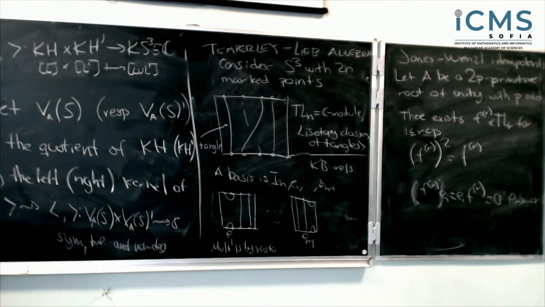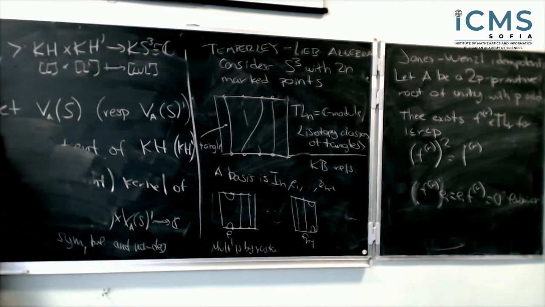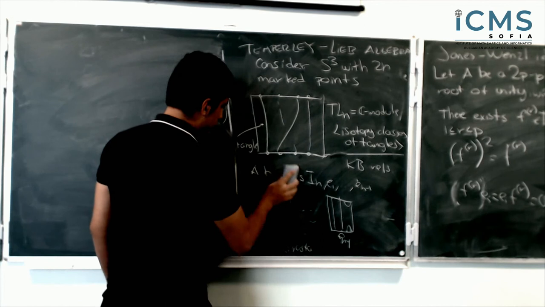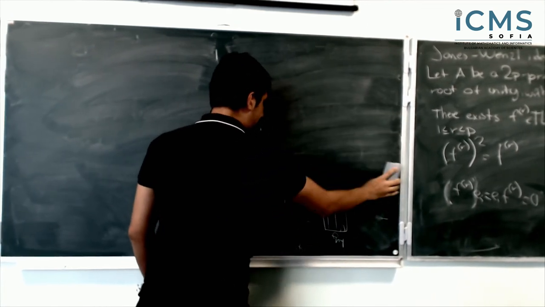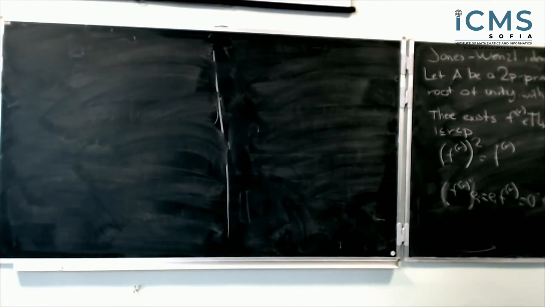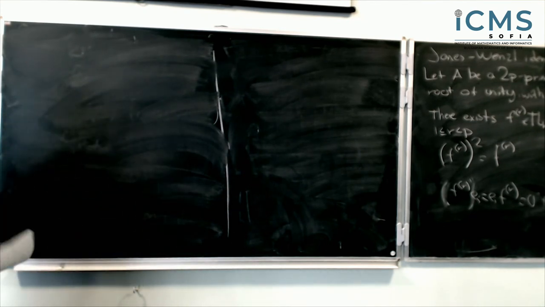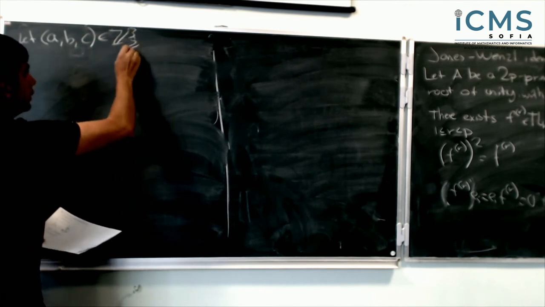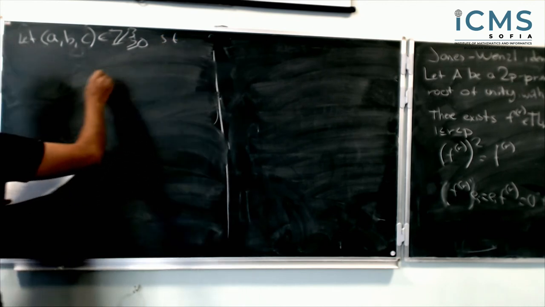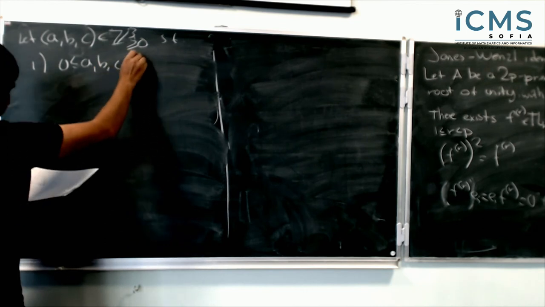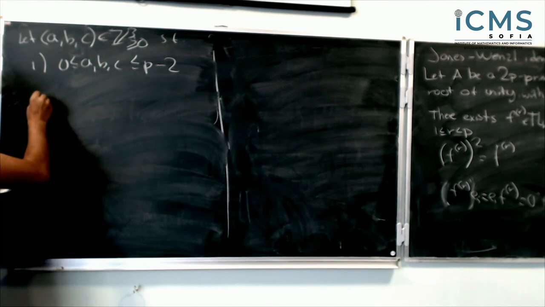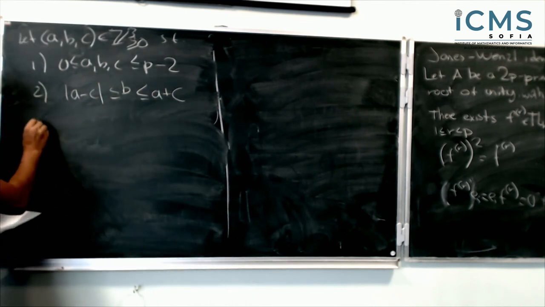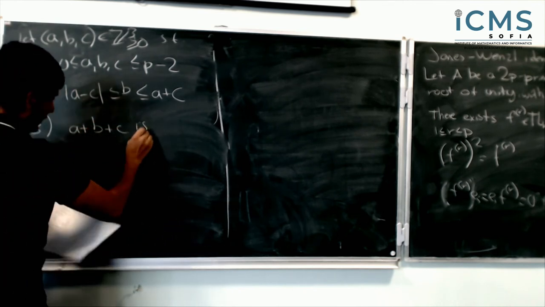So, why do we need these eigenvalues? We need them because this will be important to construct the explicit basis of the vector space that we were searching. I will just write some numerical conditions, just for completeness. So let a, b, c be non-negative integers such that a, b, c do not exceed p minus 2. They satisfy the following inequality, a plus b plus c is even.